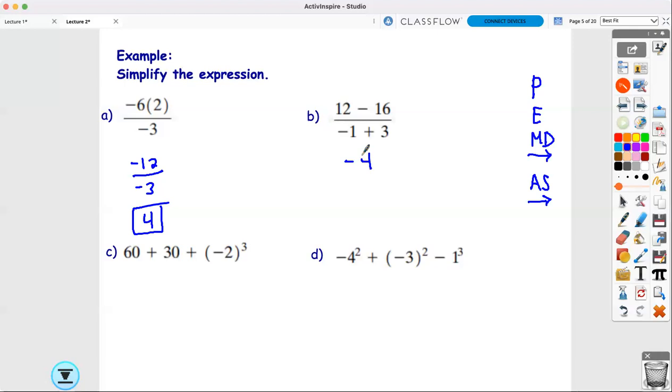-4. -4 over, look at the bottom of the fraction, -1 plus 3. -1, if you saw a -1 on your bank account, you owe the bank $1, right? Because you're negative. But plus 3 means you put $3 in your account. So if you owe the bank 1 and you gave them 3, how many do you have left for you? You have 2. So now we're just going to divide -4 divided by 2, which gives us a -2, and we're done.